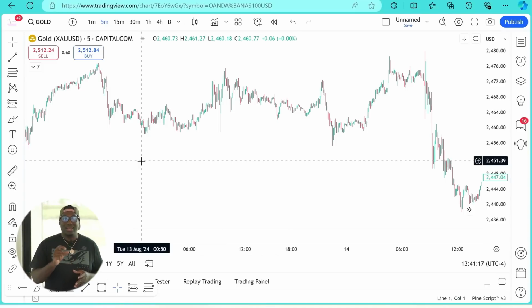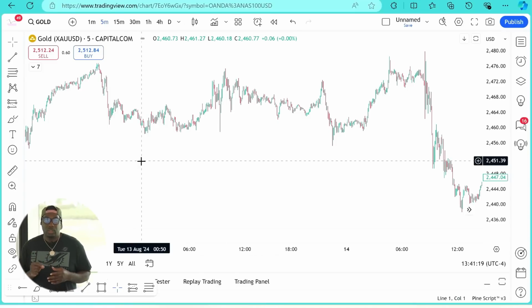Okay, so this is a good example of a major minor level. First, we have to understand what a minor level is. A minor level is basically a lower time frame level. We're talking about the 5-minute chart, maybe the 15-minute chart, sometimes a 1-minute chart if you are using a 1-minute. So this is a good example right here.